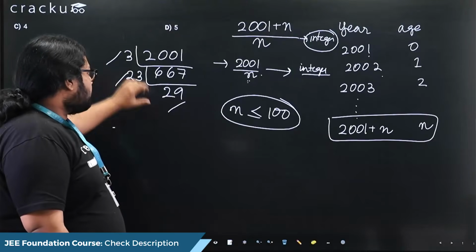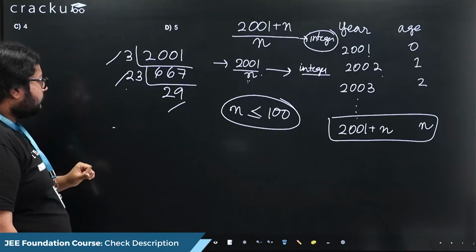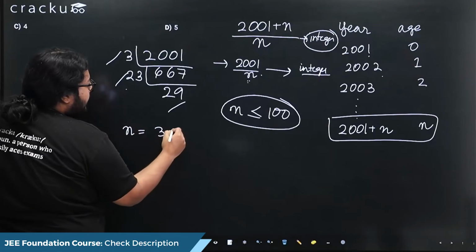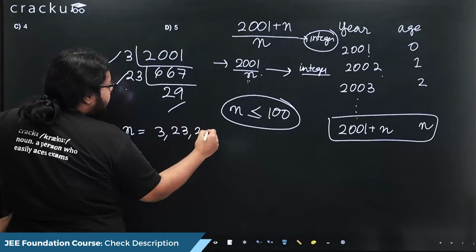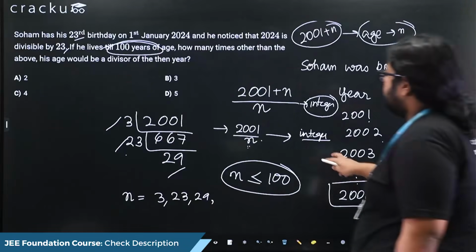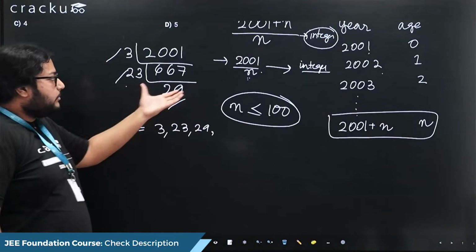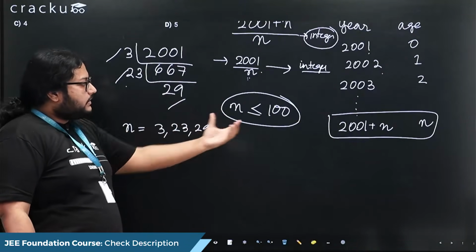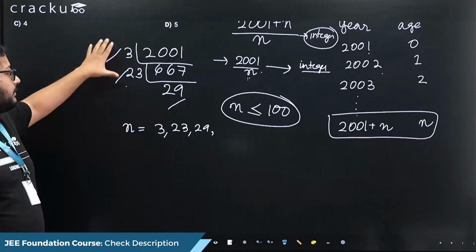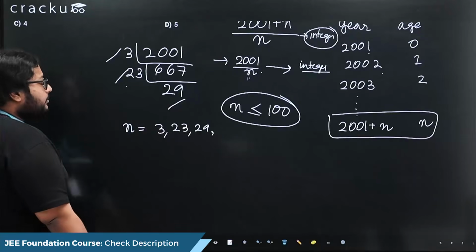Any other combination, if I do say 3 into 23, so what can be the values of n? n can be 3, n can be 23, n can be 29. Now we basically need to figure out all the factors of 2001 which are less than 100. These three are there, but there will be other factors also, right? What will be another factor?